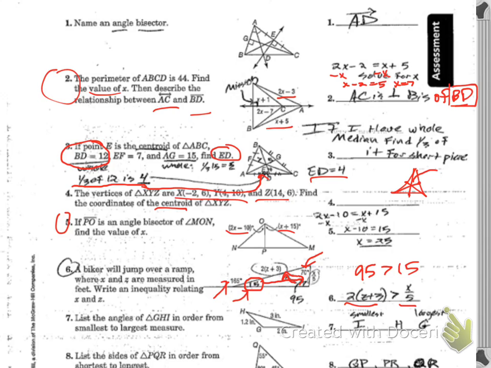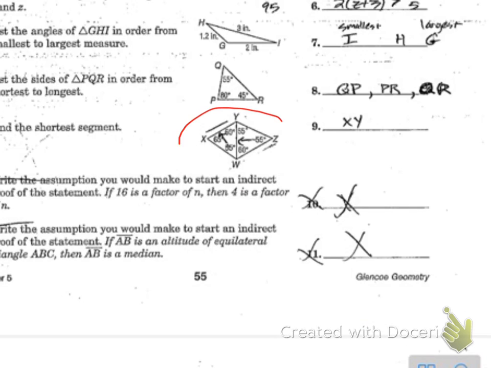So 7, if you get the sides in angles in order, you just look at the sides across the way. So the smallest angle is I, because it's across from the smallest side, HG. And the largest angle is G, because it's across from the longest side. And that's the story on that. And then down below, you can just barely see 8 here. The sides in order are QP, PR, QR, based on the angles that are across the way from that. And so then you want to look down here at number 9, if you want to take a peek.